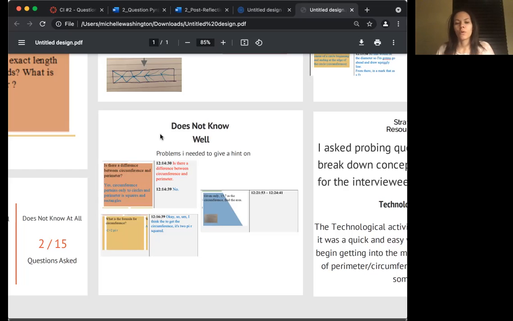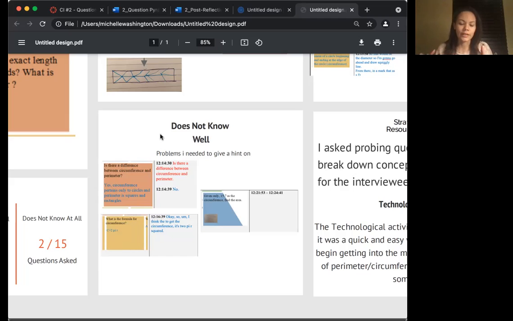I put that in does not know well because he answered no. Technically, there is a difference. Circumference is for circles and perimeter is for really any other shape. But I put that in does not know well just because he didn't necessarily answer it wrong, because I knew that he knew that circumference is that outline, the ribbon, for example. So I put it in does not know well.